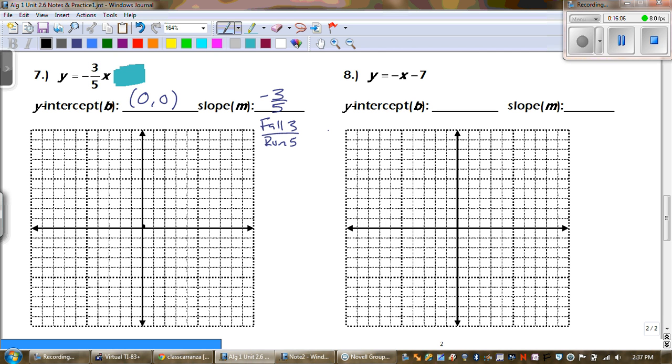Okay, so let's start at 0, 0. Fall 3, so 1, 2, 3 over 5. And try working it in the other directions. Go 1, 2, 3 over 5. And this is the line that you should be getting. Okay?